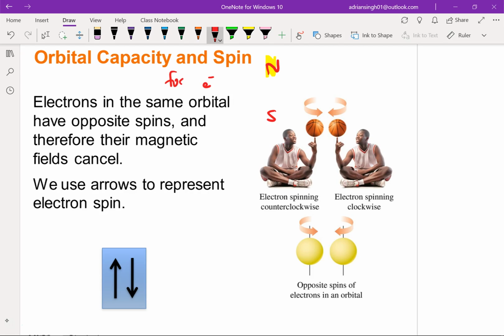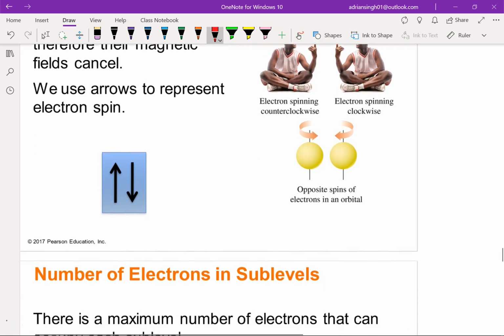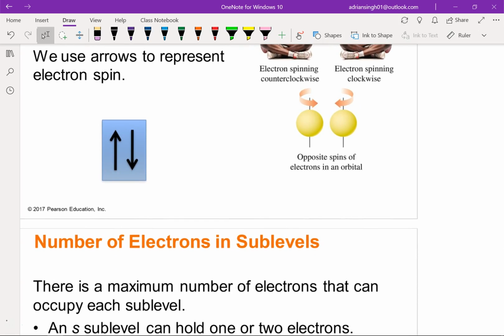So in order for an orbital to hold those 2 electrons, the north and the south pole have to be paired up, right? So if this is one electron here with this north and south pole, the other electron has to be spinning in the opposite direction with the north and south pole flipped. To represent that, we use arrows to represent the spinning of the electrons.